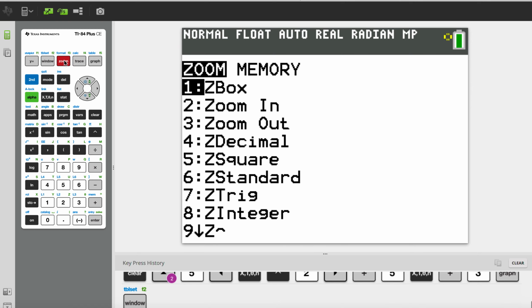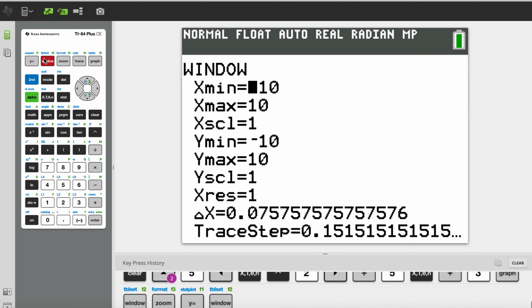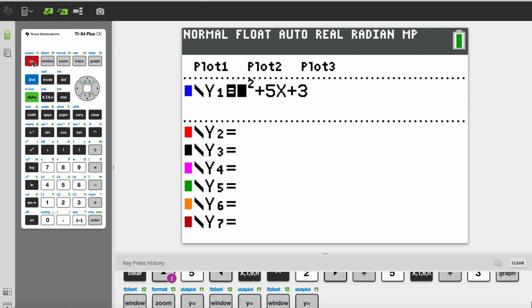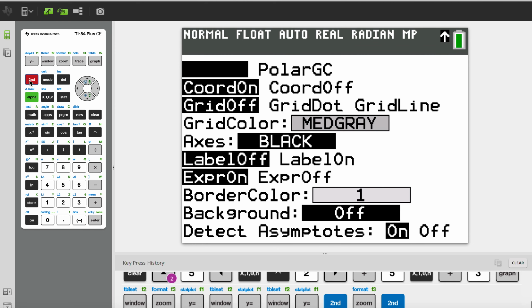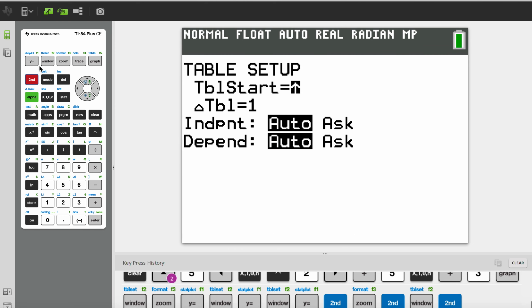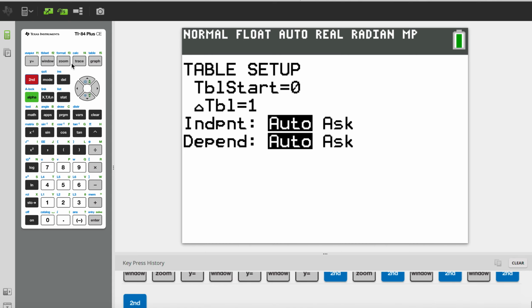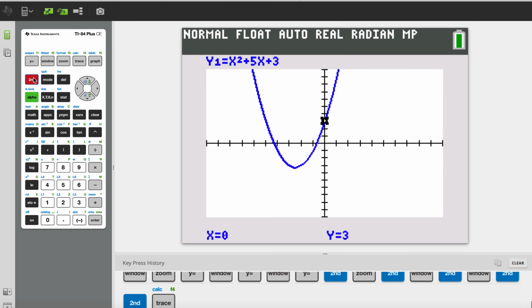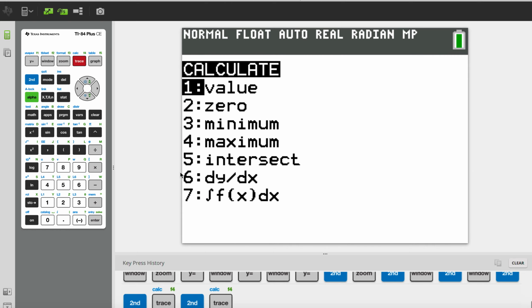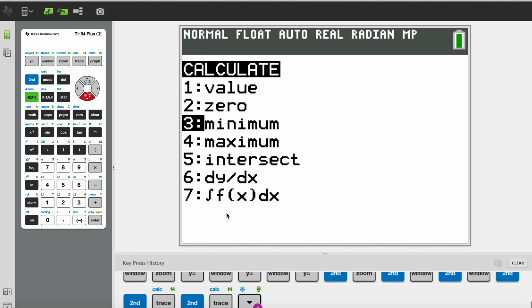Basically, we go to 2nd, trace. Sorry, you have to remember to do 2nd and then trace, it's not only trace. So now I'm introducing trace. If you go to 2nd trace, you can see you have 7 different functions: 1, 2, 3, 4, 5, 6, 7. You have value, you have zero, you have minimum, maximum, intersect, dy/dx. You can do the derivative, and you also have integration.